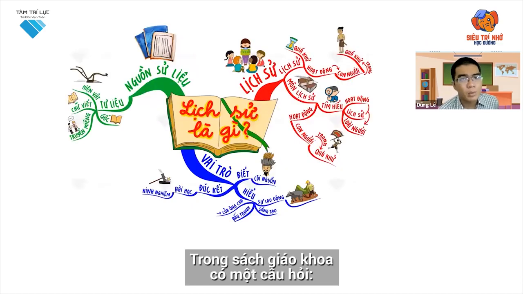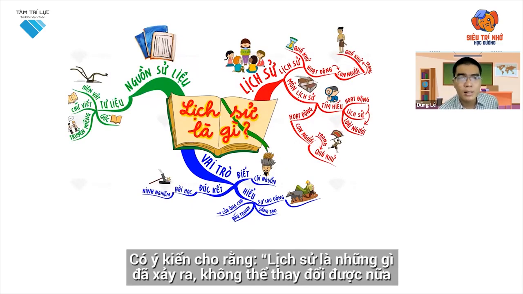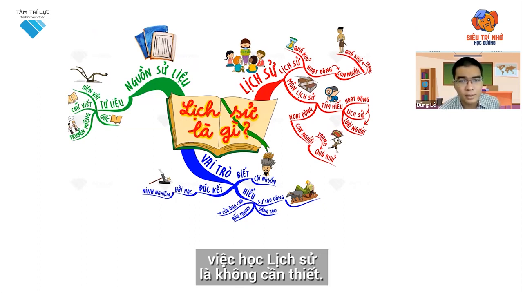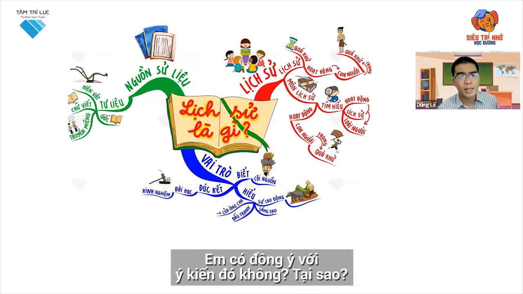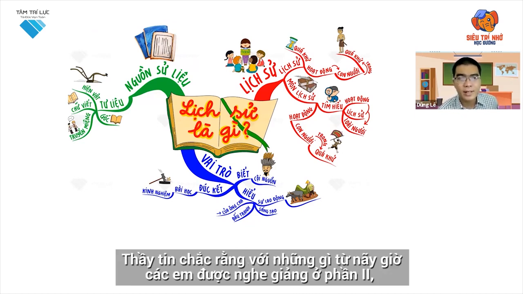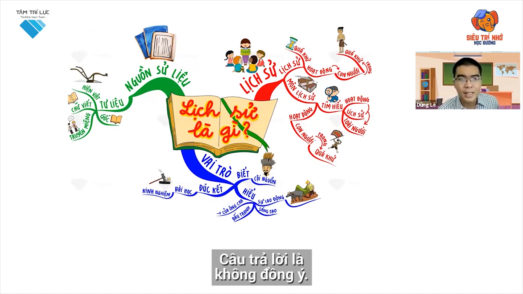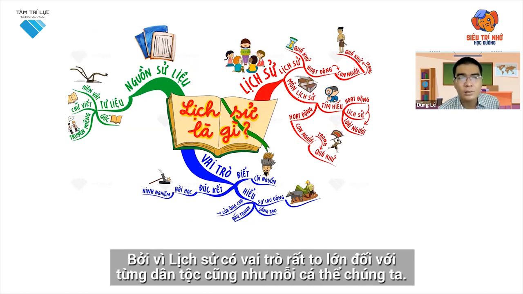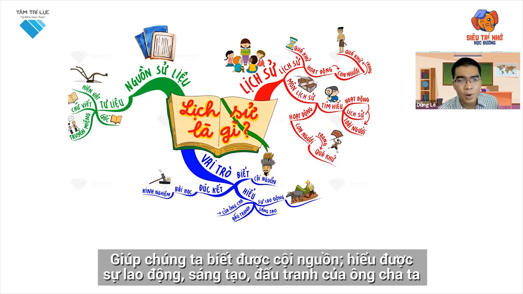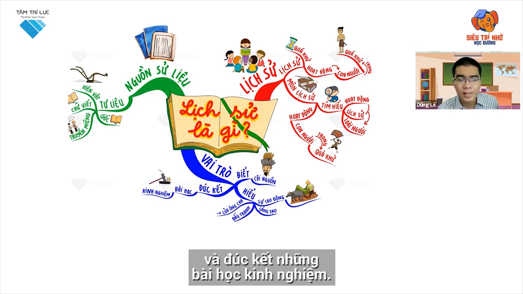There is a question in the textbook. Someone claimed that history is what happened. It cannot be changed. It is not necessary to study history. Do you agree with that statement? Why? I am sure that with what you have heard so far in part 2, you can answer this question. The answer is no, because history has a great role for each nation as well as each of us. It helps us know about our origins, understand the work, creativity, struggle of our forefathers, and gives us experience.